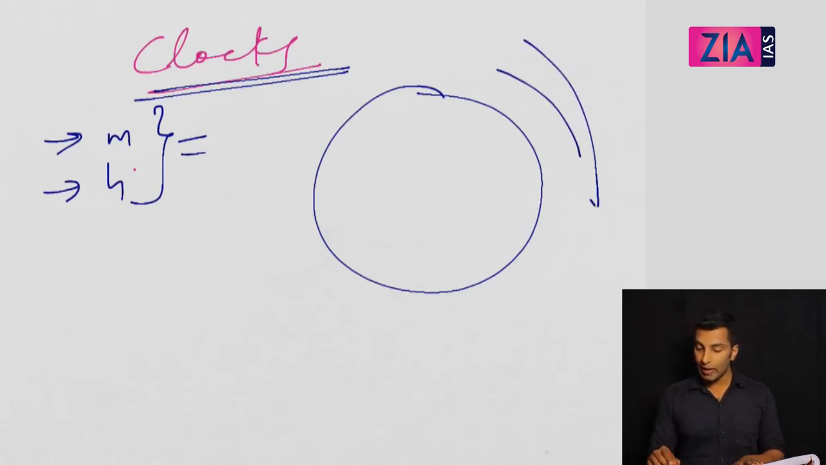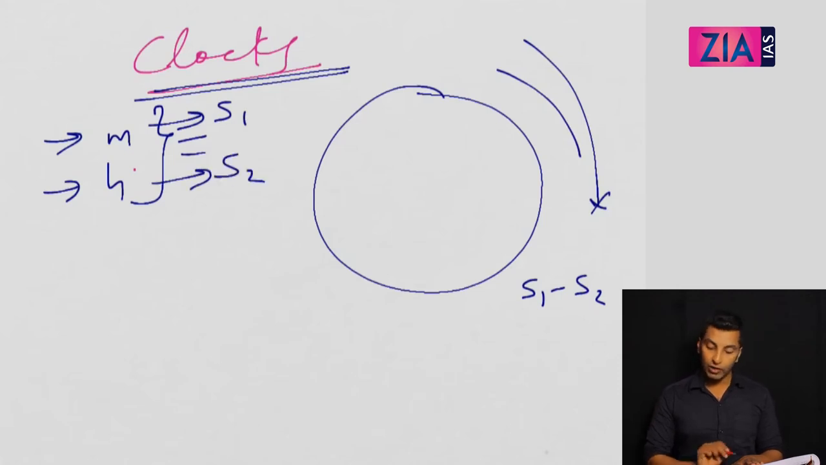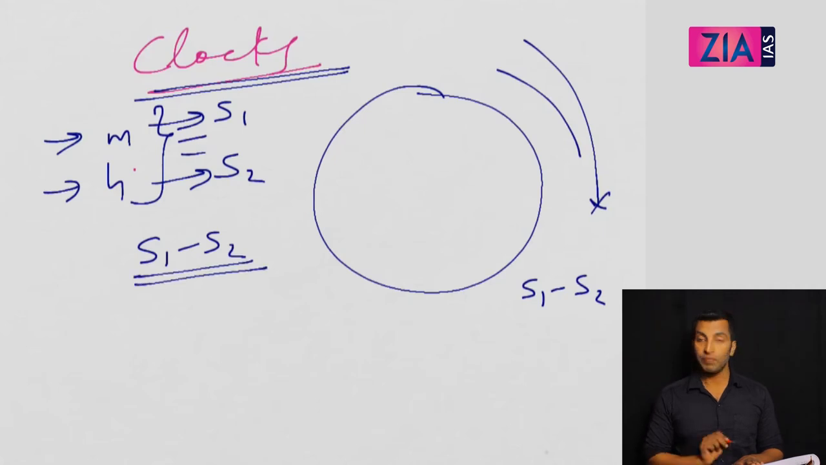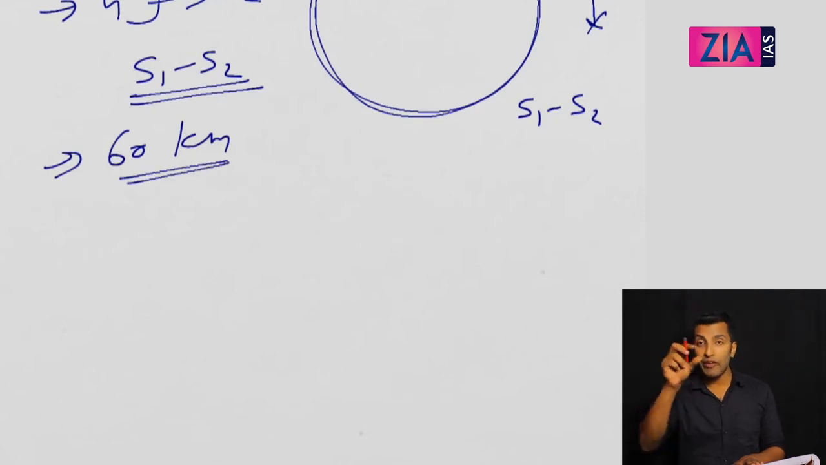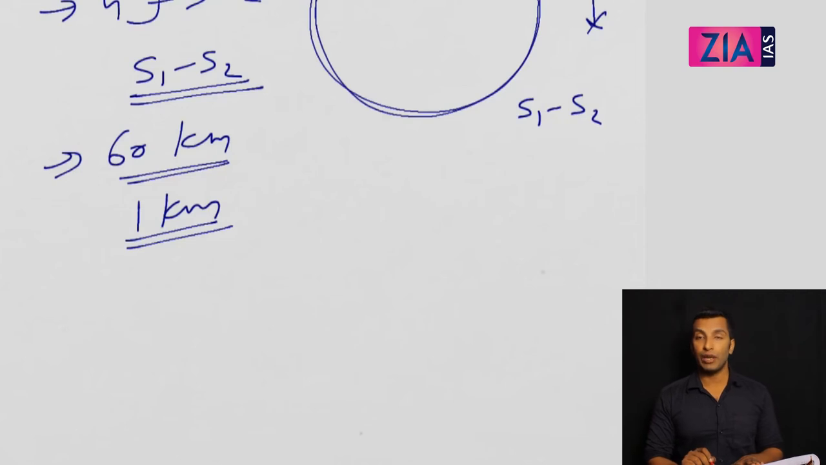When you are moving in the same direction, we know the relative speed, right? S1 minus S2. So if the minute hand has a speed of S1 and the hour hand has a speed of S2, the relative speed will always be S1 minus S2. Now what you need to do is consider this as a circular track with 60 kilometers as the distance. Every minute is actually 1 kilometer.